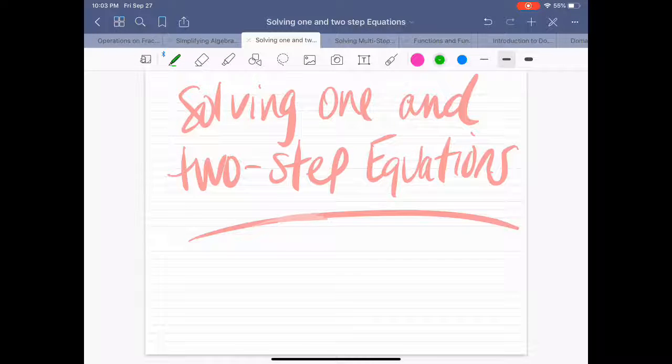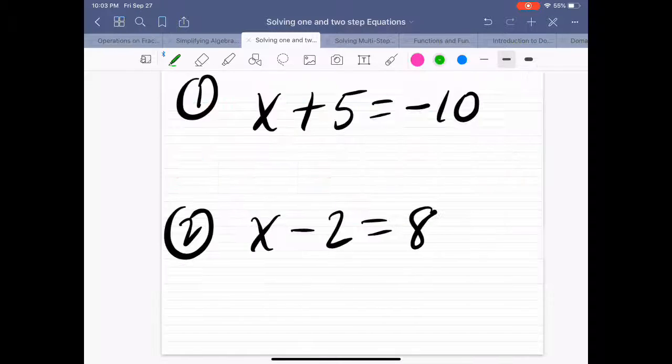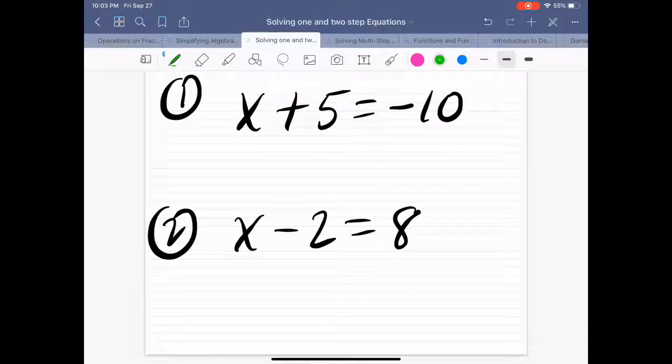In this video, you'll be learning how to solve one- and two-step equations. So let's start with one-step equations. The goal of this is to get the x by itself, so we're trying to isolate the x. In order to get the x by itself, we have to get rid of this plus 5.